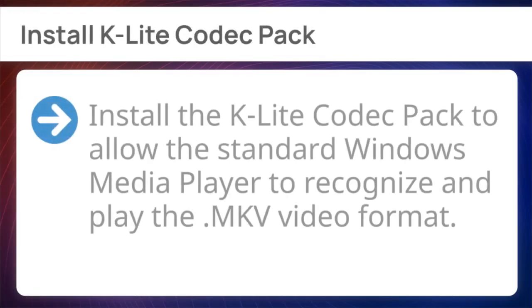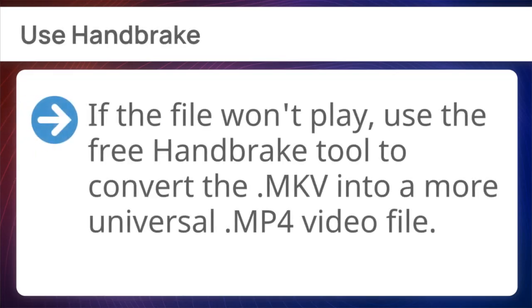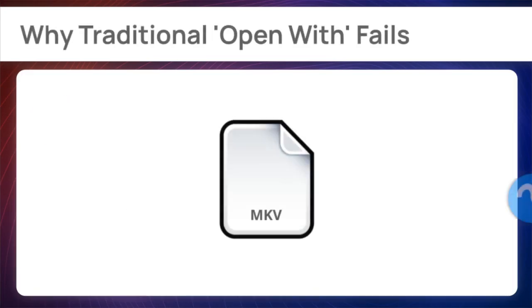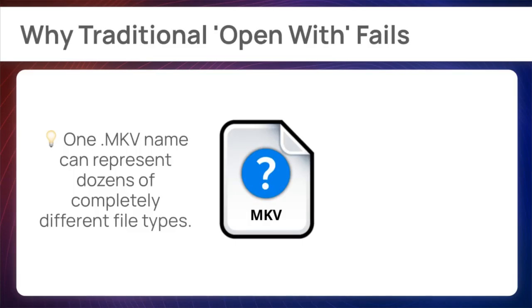Next, install K-Lite Codec Pack. Install the K-Lite Codec Pack to allow the standard Windows Media Player to recognize and play the .mkv video format. Finally, use Handbrake. If the file won't play, use the free Handbrake tool to convert the MKV into a more universal MP4 video file.